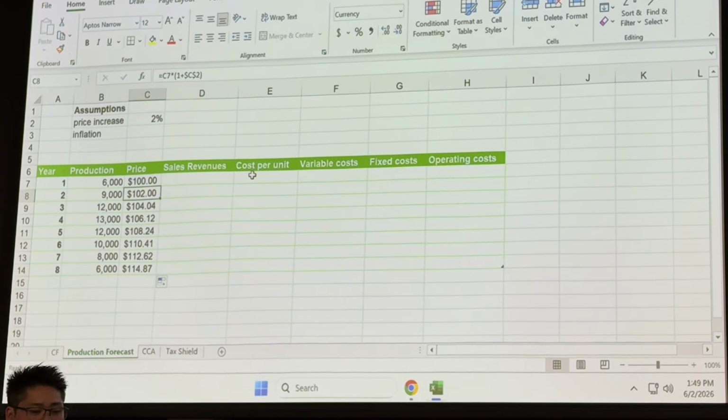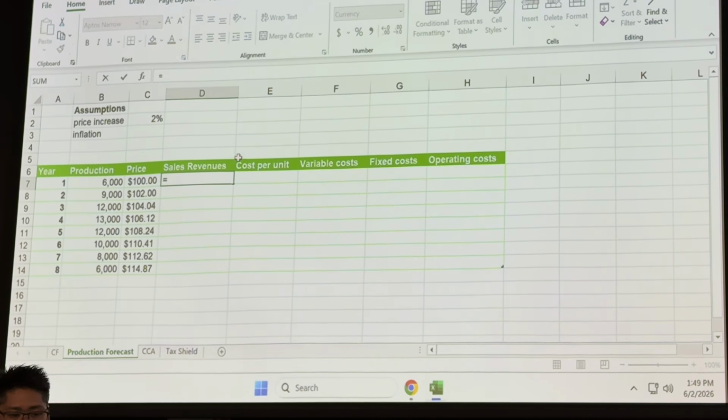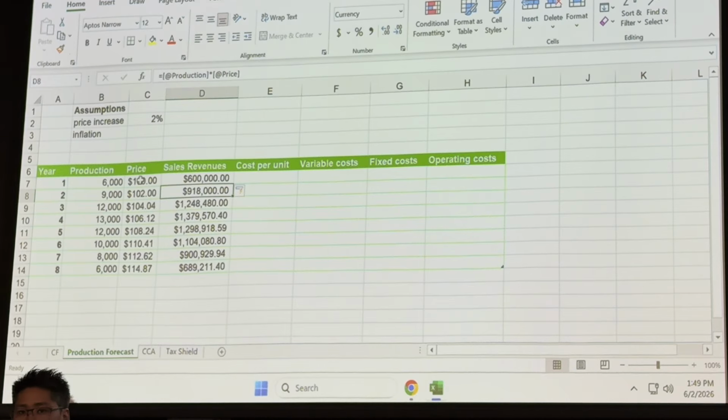So now we have production units and price. We can get sales revenue. What is sales revenue? Sales revenue is just the number of units produced times price. Done. Okay, let's take a pause for 10 seconds. Pretty straightforward up to this point. Any questions? I'll give you a few seconds to catch up.